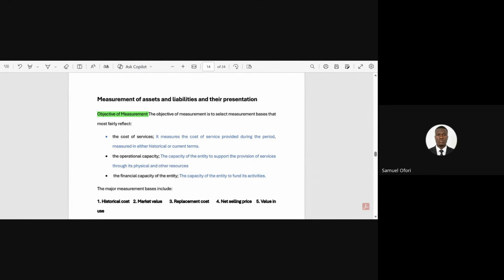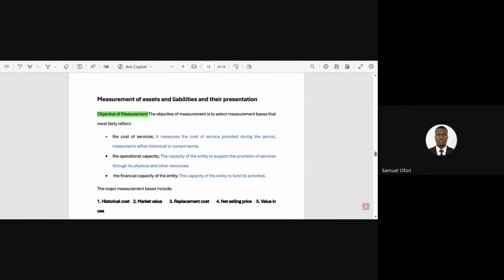Do you have the capacity to provide? Do you have the resources? You say you are providing ambulance service but you don't have an ambulance. How are you going to do it? So you have to have the operational capacity. You have to also have the financial capacity. We are measuring because we want to know the cost of the service, the operational capacity of the entity, and also the financial capacity of the entity. Do they have the financial capacity?